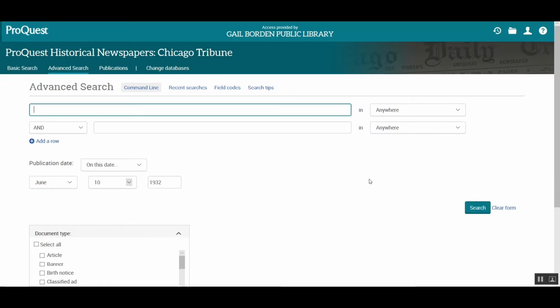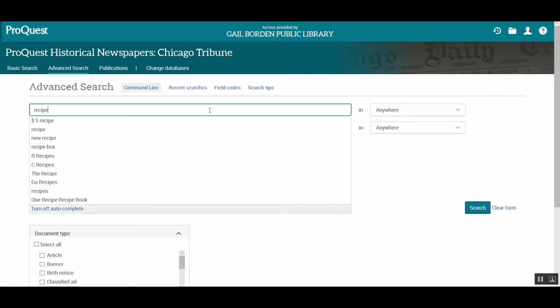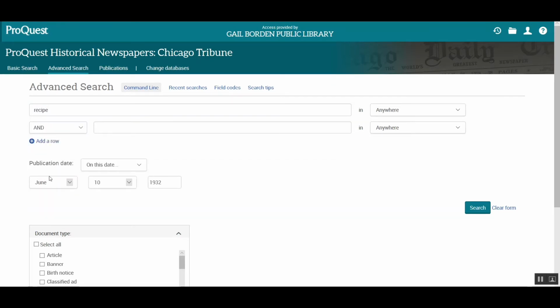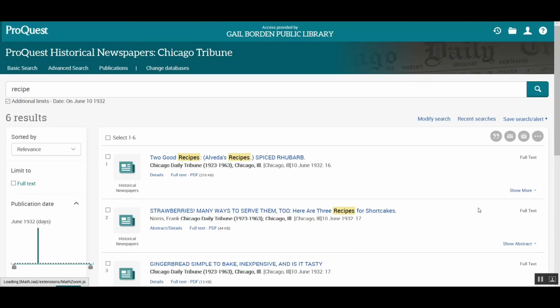Another thing that we can do, even if we didn't have family in the area, is get a sense of how they lived, what types of things they might have used, or even what kind of recipes they like to cook. So what I like to do sometimes is I'll look for recipes, and I have chosen a date of June 10th, 1932, so we're going a little bit further back this time. And I can go ahead and search for recipes.